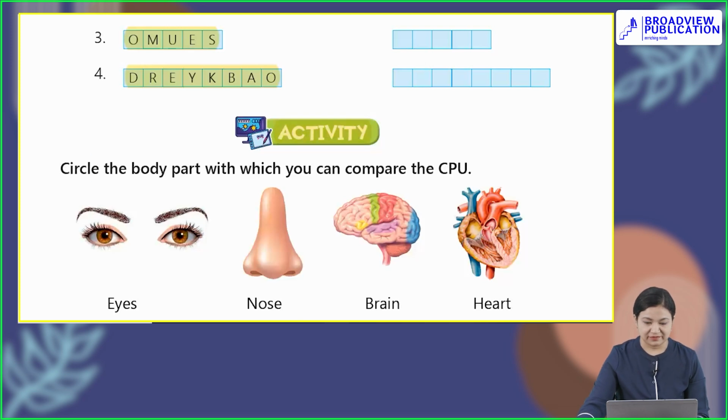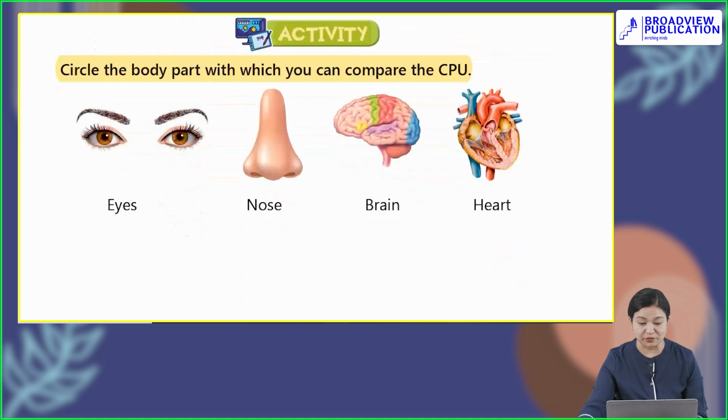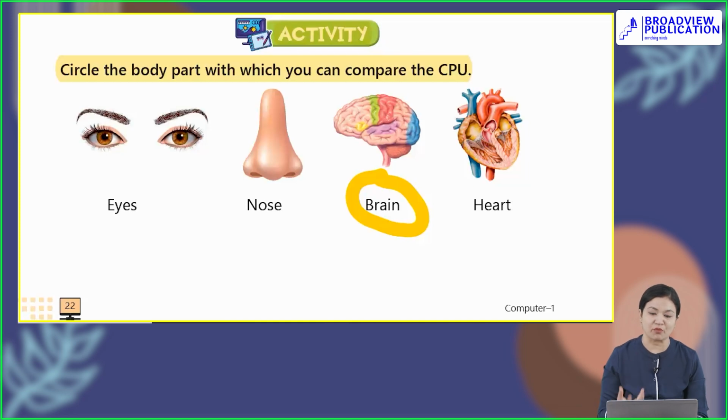Activity. Circle the body parts with which you can compare the CPU. So, we will circle the brain. As brain controls the activity of our body, just like our brain, CPU controls the activities of the computer.